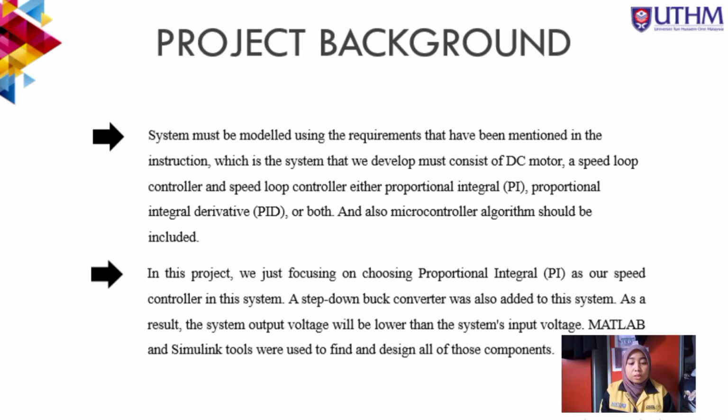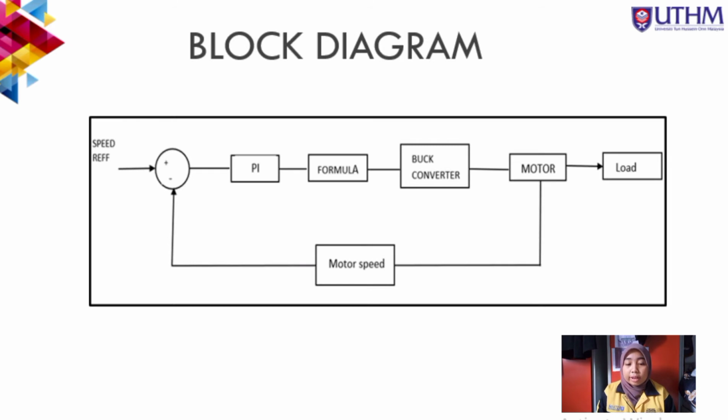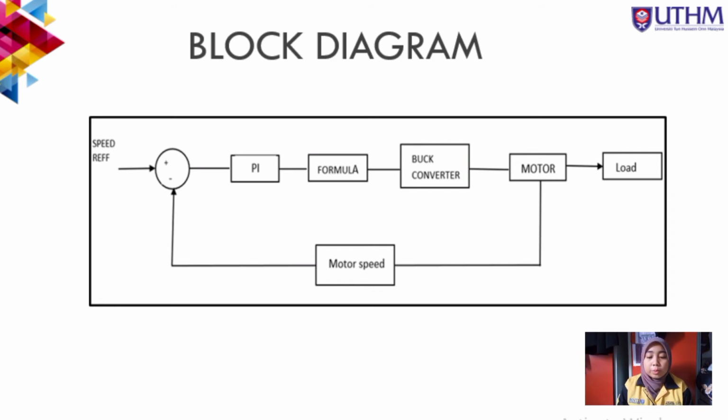In this project, we are focusing on choosing the PI, proportional integral, as our speed controller in this system. A step-down buck converter was also added to the system. As a result, the system output voltage will be lower than the system input voltage. MATLAB Simulink tools were used to design all those components required in the instructions for this project. This is our block diagram for the system, which consists of the PI controller, buck converter, and DC motor, from the speed reference.